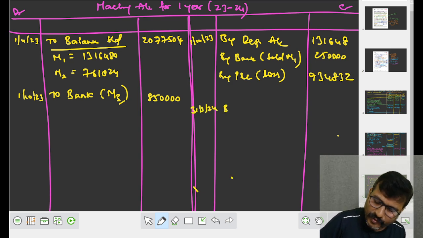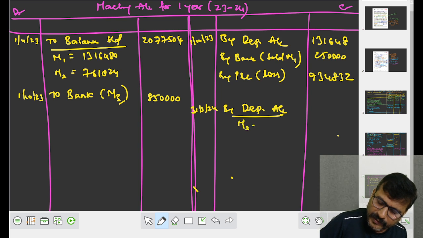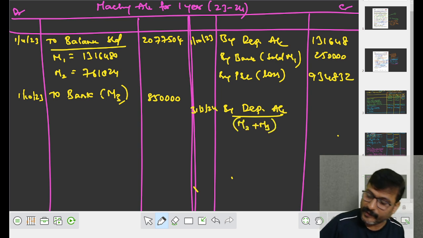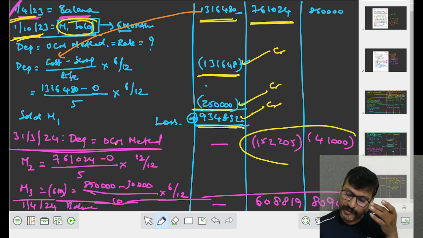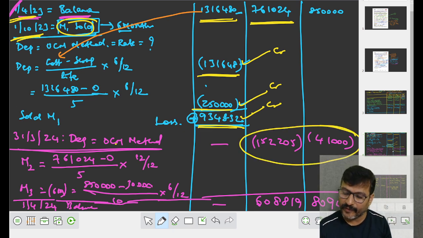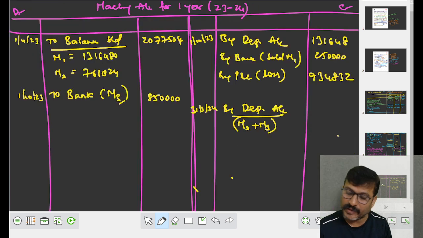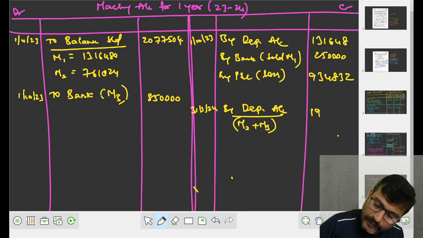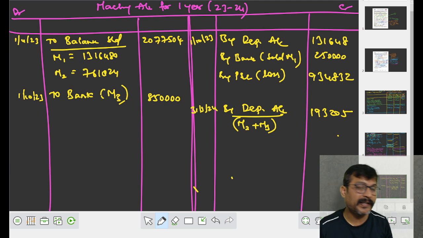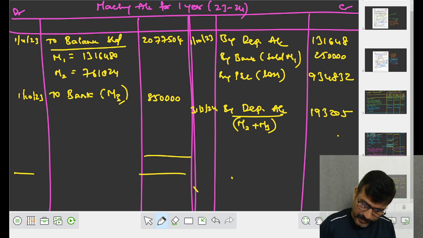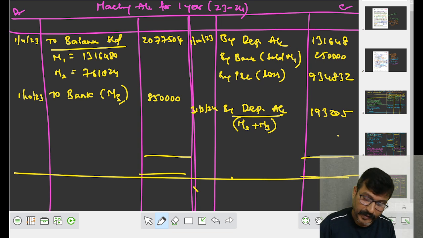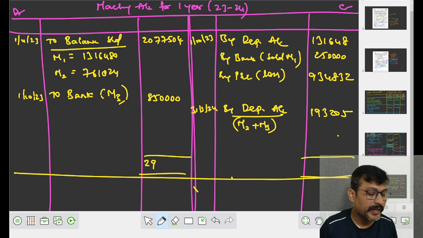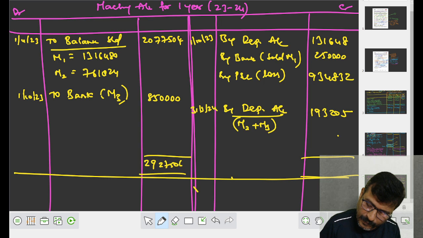31st March 24 we put the depreciation. Depreciation on what? On M2 and M3. See, what is the depreciation on M2 and M3? Add both. 1,52,205 plus 41,000, it comes to 1,93,205. Now you work out a balance. The total comes to rupees 29,27,504.